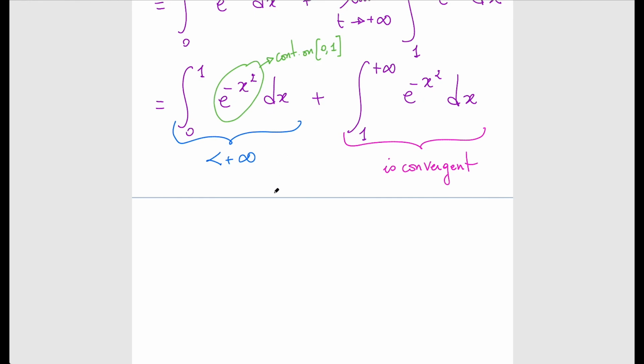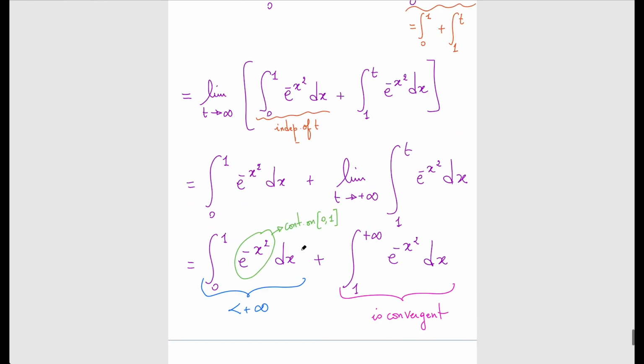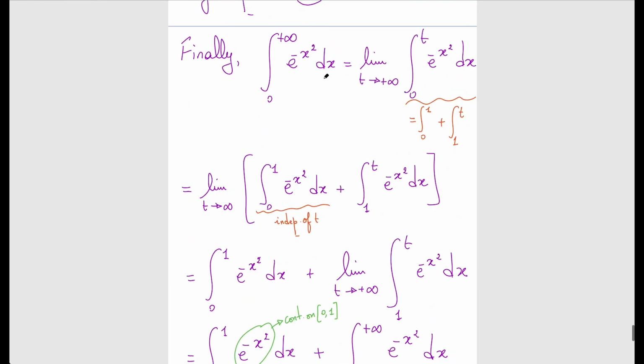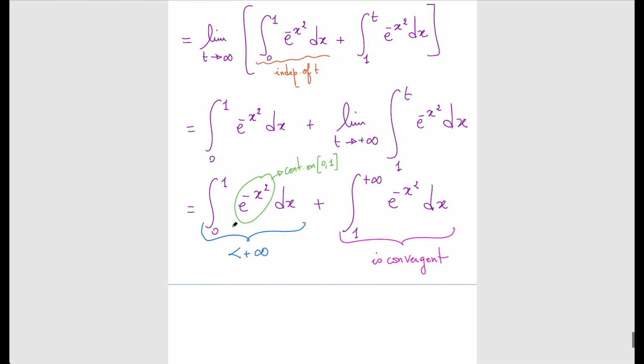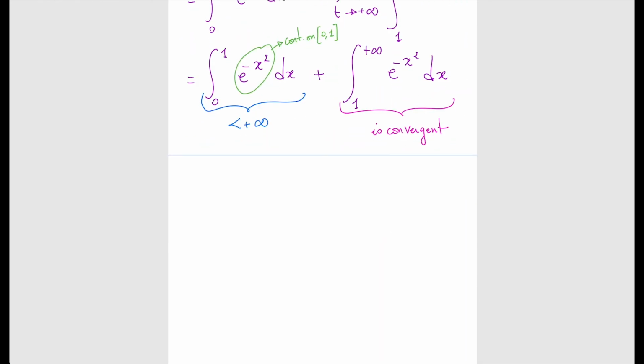So at the end of the day, what do you get? At the end of the day, you get that this integral that you wanted is actually the sum of two integrals, and they're both finite. I don't know their values, but I know that they are finite, both of them. And as a result, you get that the desired integral is also finite. So as a result, the desired integral, the improper integral from 0 to infinity e to power negative x squared dx, must be finite, in other words, convergent, right?